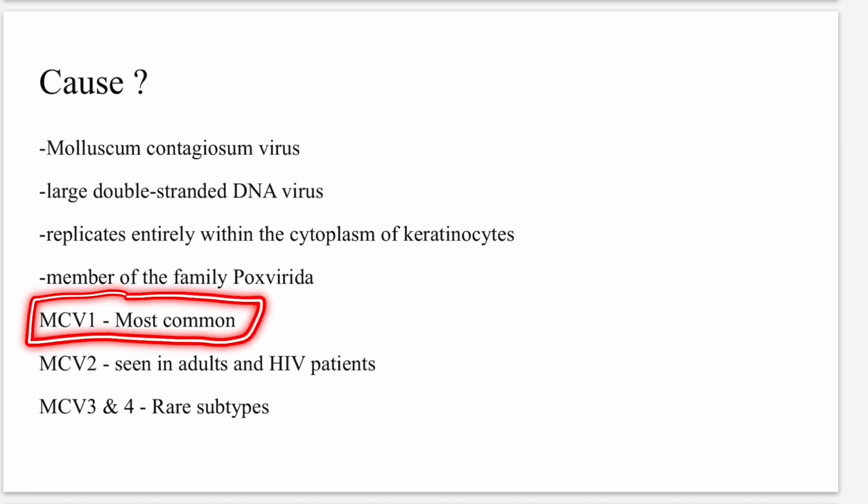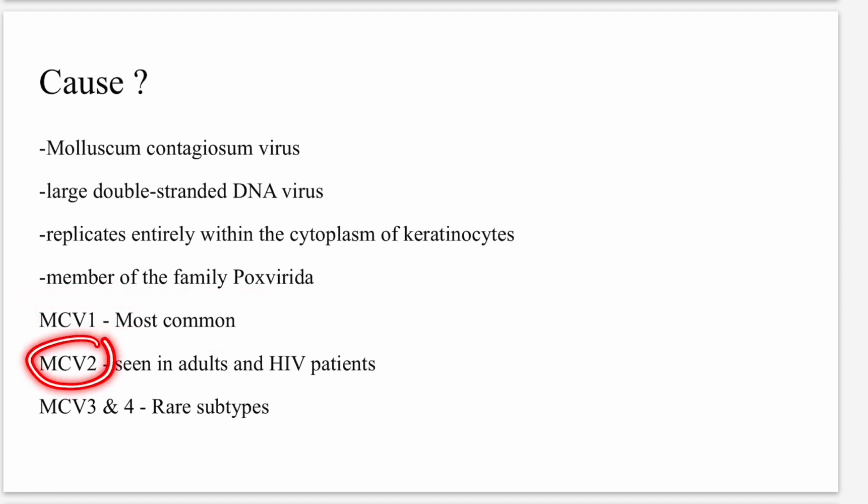MCV1 is the most common cause of molluscum contagiosum, and MCV2 is seen in adults and HIV patients. And 3 and 4 are very rare subtypes. So whenever any patient comes with molluscum contagiosum, the most common cause of that is MCV1.